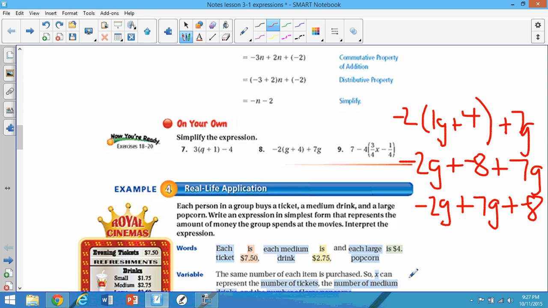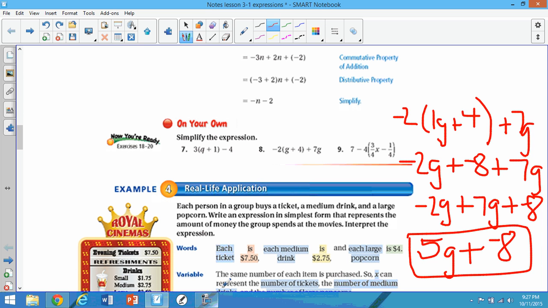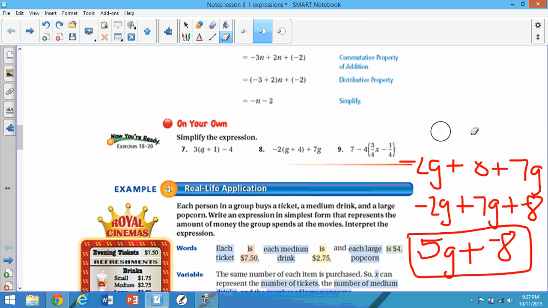Okay? So a negative 2 plus 7 is 5g, because the signs are different, so you subtract, plus, and then you bring down your negative 8. And that would be your answer. Okay? And that's how you would do it. If you got it right, you can move on. If not, you should go back and rewatch so you can see where you made your mistake.